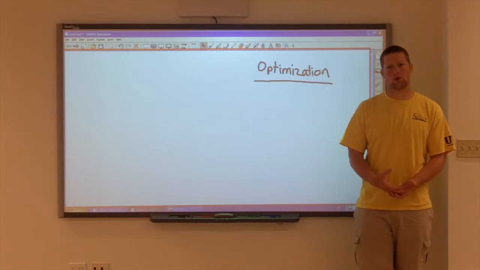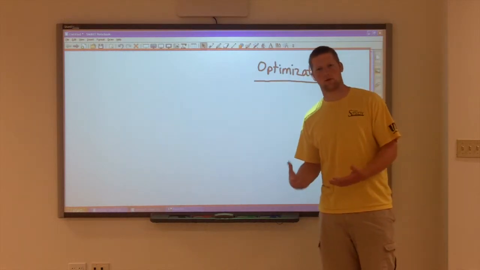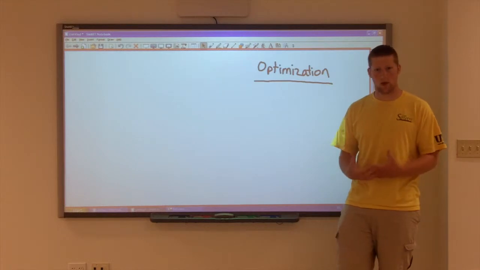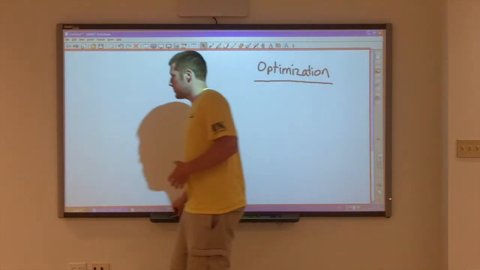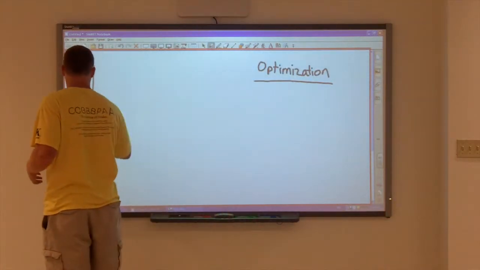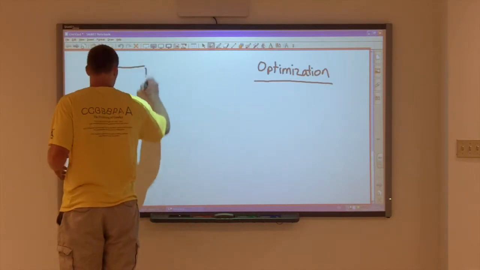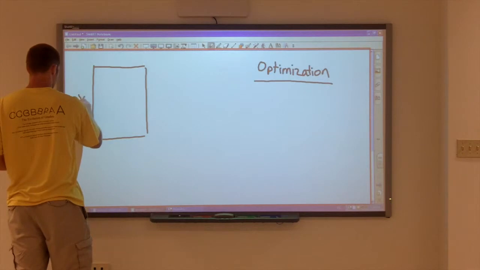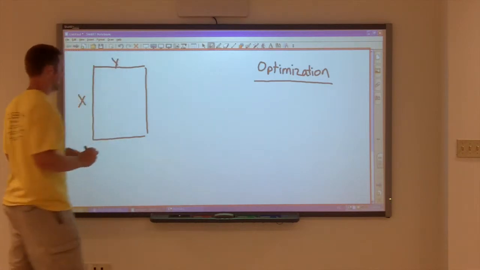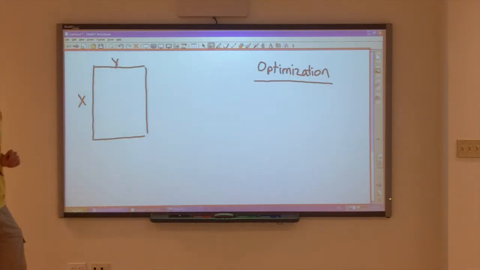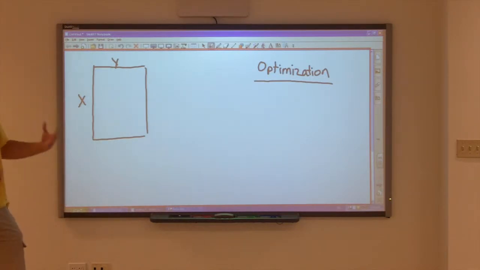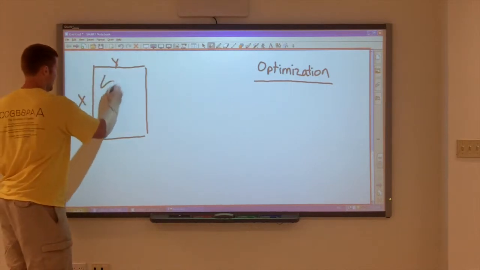Let's say we're a farmer and we need to build a fence around our field. We have 100 feet of fence and we need to encompass the maximum area possible. So we draw our field. And let's say that our field has sides of x and y. So the question is, what shape are we going to make the field if it's going to be a rectangular field in order to maximize this area on the inside?